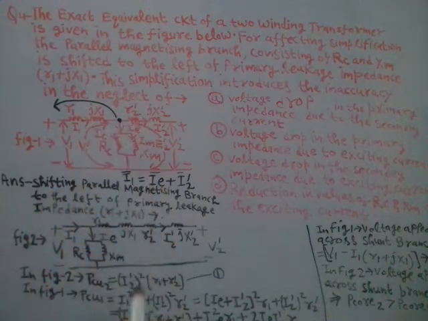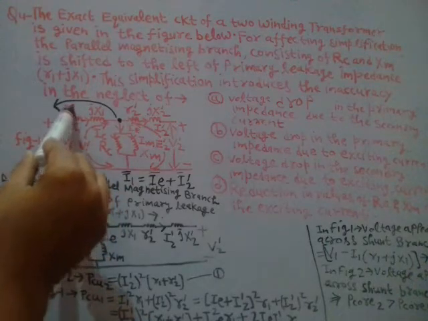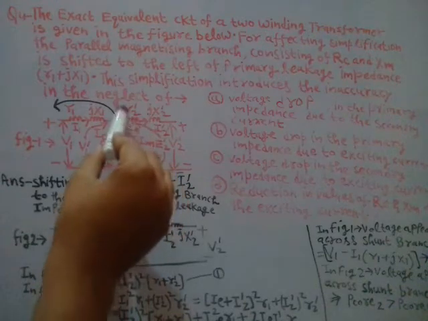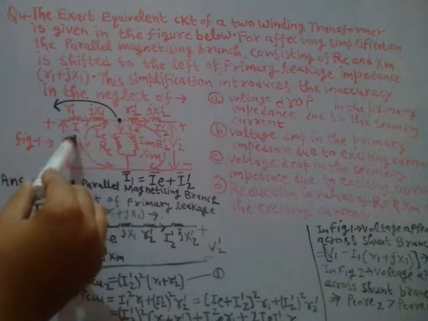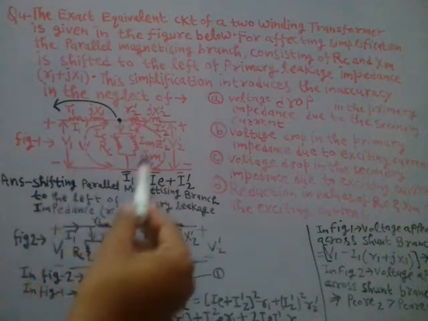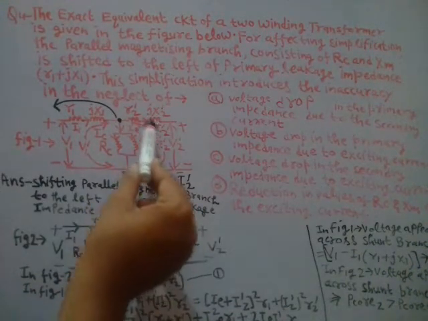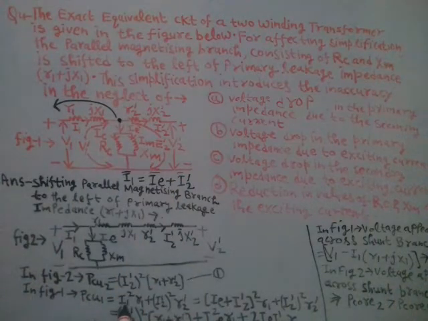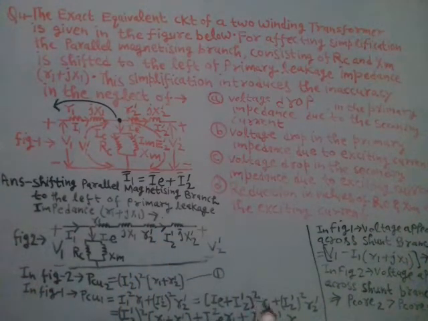Here the copper loss will be the power loss in this primary winding resistance R1 and the power loss in this secondary winding resistance R2 dash. So the current which is flowing in R1 is I1, and the current which is flowing in R2 dash is I2 dash. So the copper loss in figure number 1 will be equal to I1 square R1 plus I2 dash square into R2 dash. In place of I1, I am going to put IE plus I2 dash, so IE plus I2 dash whole square into R1 plus I2 dash square into R2 dash.